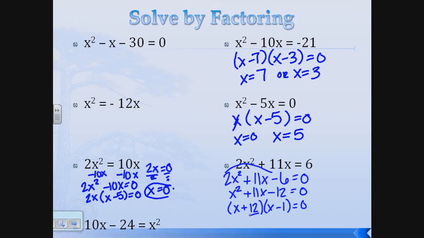Then you need to divide those by 2 so that you would get x plus 6 equals 0. So x equals negative 6. And you would get 2x minus 1 equals 0. So that 2x equals 1. Divide by 2, and x would equal 1/2.